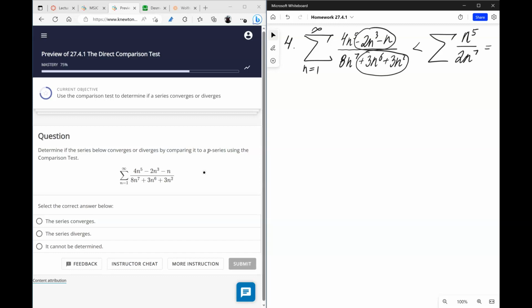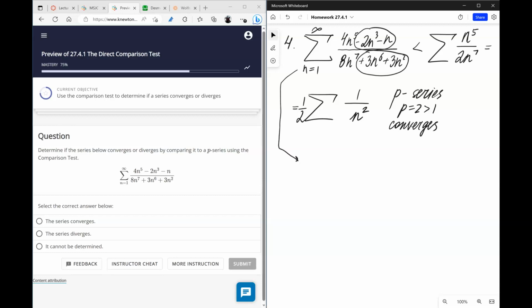Now, once we establish this inequality, the next thing to notice is that we have this, and 1/2 can be factored outside, and we have n squared in the denominator, so this is a p-series. p is equal to 2, which is greater than 1, and therefore the series converges. That means the original series also converges by the comparison test. It is smaller than another convergent series. So the answer is the series converges.